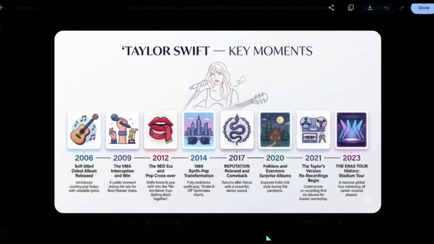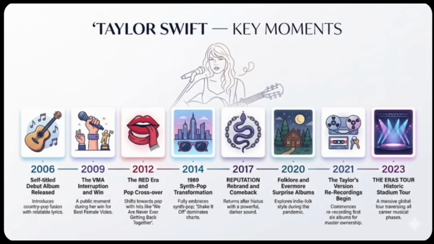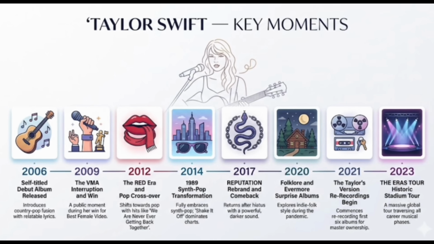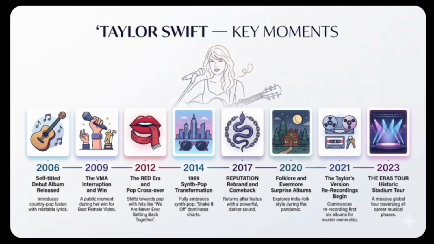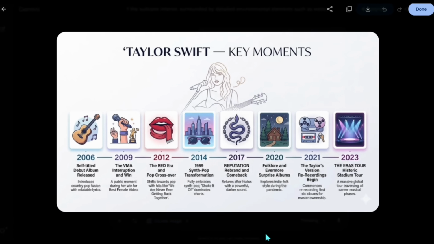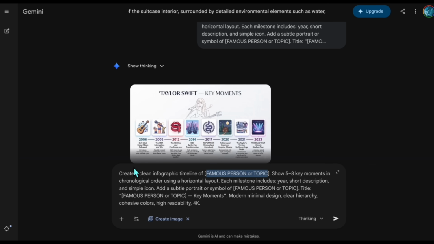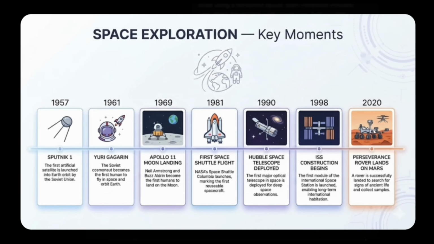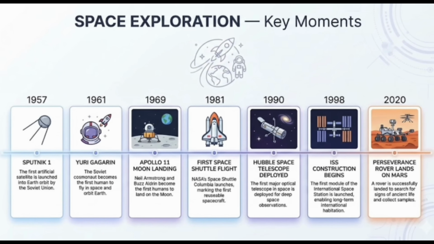A horizontal layout with 7 milestones, 1 per era, illustrated icons, and a central portrait. Clean minimal design, clear visual hierarchy, fully readable at a glance. Same prompt with the subject changed to space exploration. 7 milestones from Sputnik to Perseverance, with icons matched to each event.